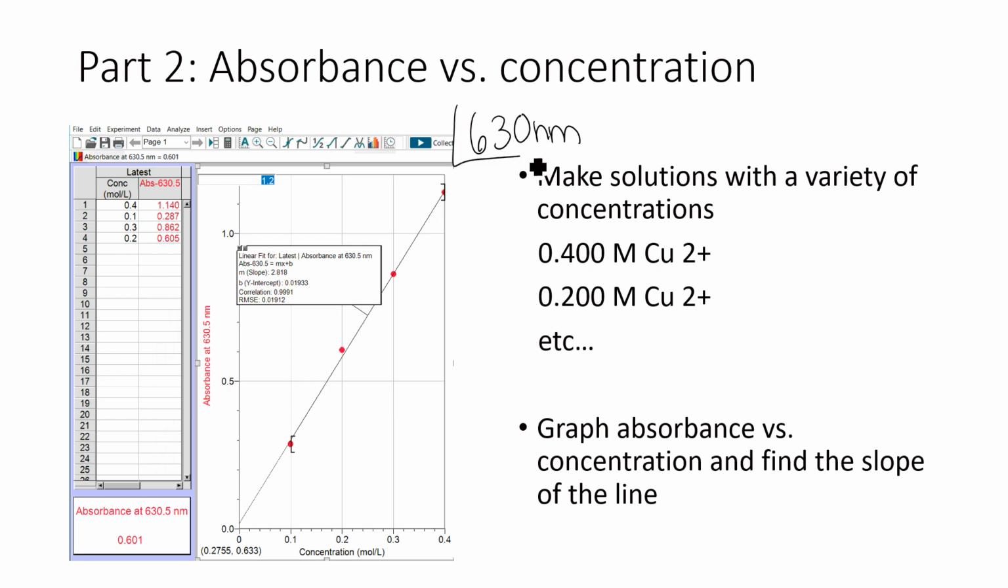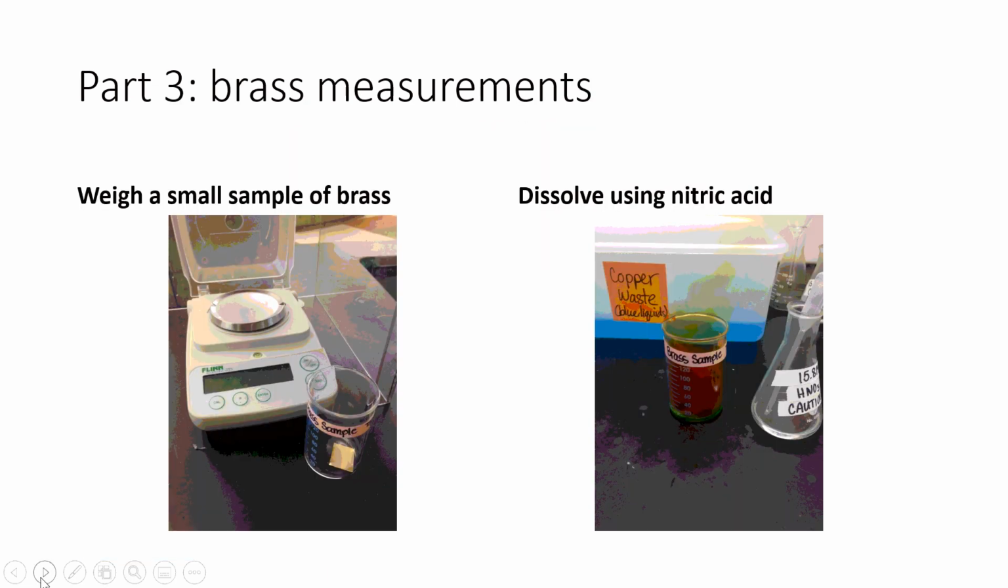And then we started making a graph where we're plotting absorbance at 630 nanometers versus concentration. In order to do that, we had to make solutions with a variety of concentrations. So each person made a dilution. Maybe you made 0.2 molar, 0.3 molar, 0.1 molar. And then we measured the absorbance of those solutions in order to get a graph. So we're graphing absorbance versus concentration. It should be a nice linear graph.